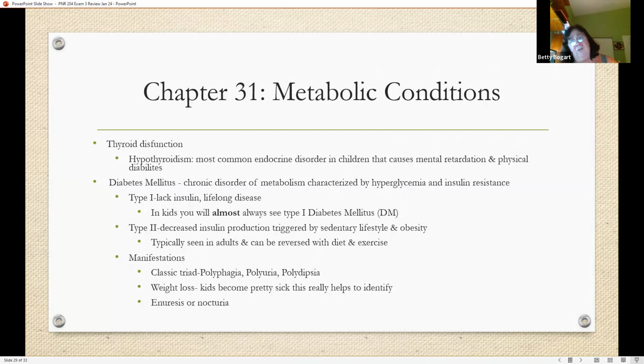As we go further, it would be fine motor and gross motor skills, right? As we go further, we're going to see them not gaining weight and growing the way they should.